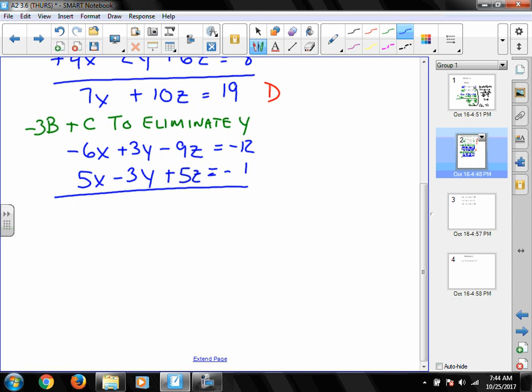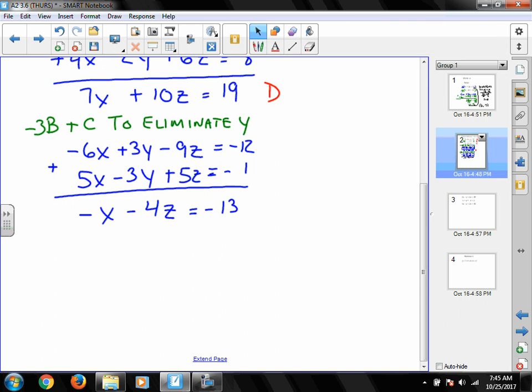I add these. Again, straight up and down, just like I did before. -6x plus 5x is going to give me a -x. Y's again are gone, and I get -4z is equal to negative 13. I'm going to call this equation E.